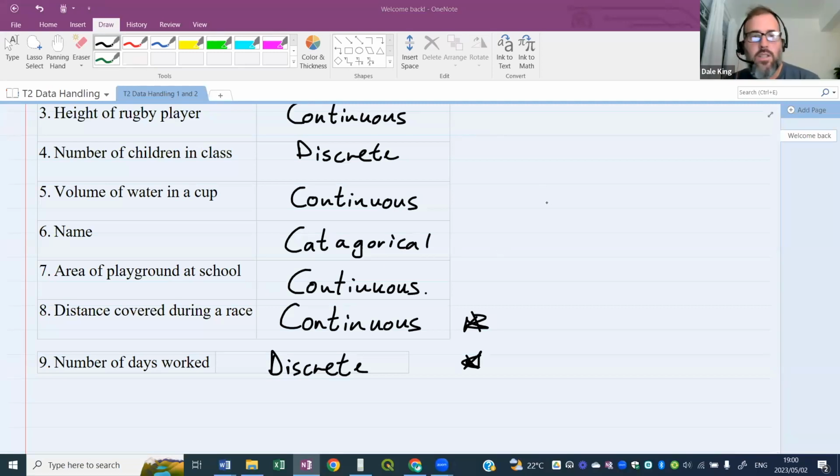Okay, ladies and gentlemen, that was a more theory-based lesson. On Thursday, we're going to start doing some calculations that definitely will be in your, or could be in your exam.